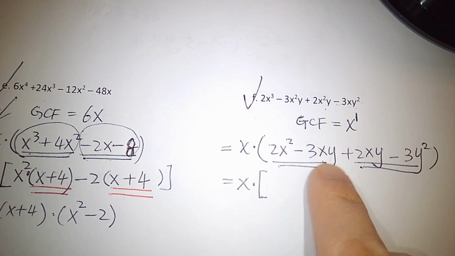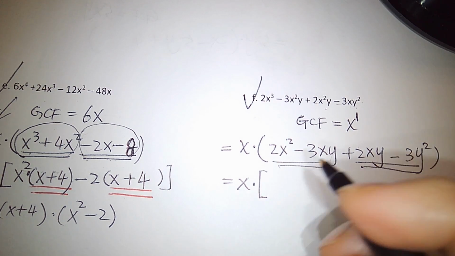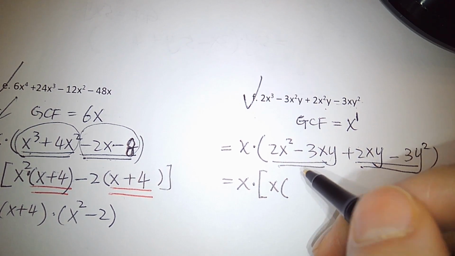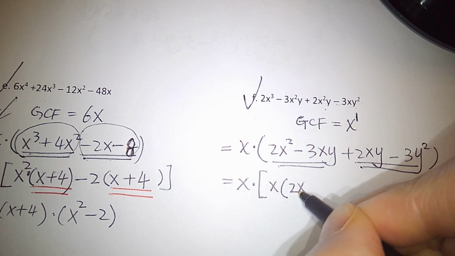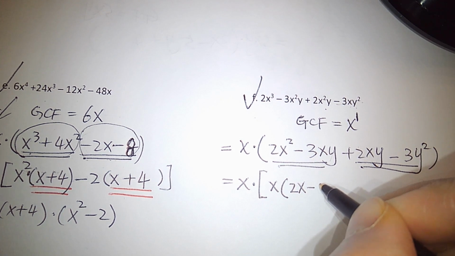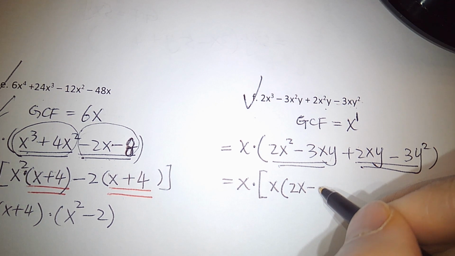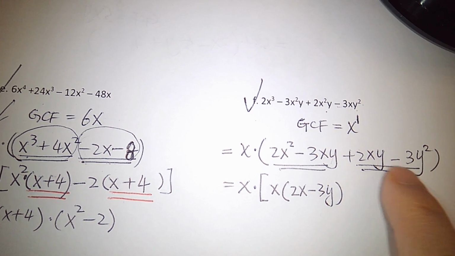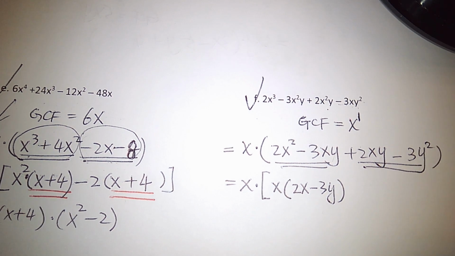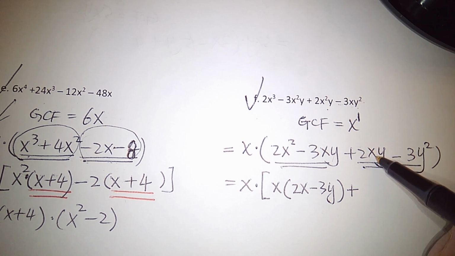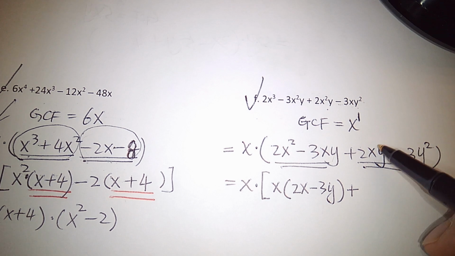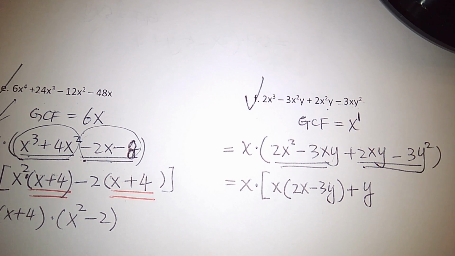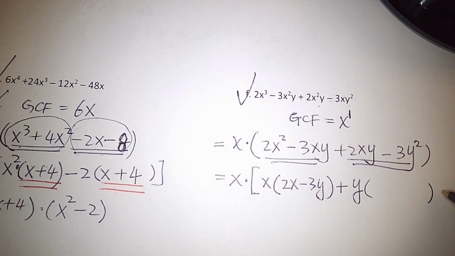2x squared minus 3xy, any common factor? x, yes. So we should have 2x minus 3y. From these 2 terms, what is the greatest common factor? 1 is for the number, right? For the variable x, there's no x in this term, but how about y? Oh, yes, y.